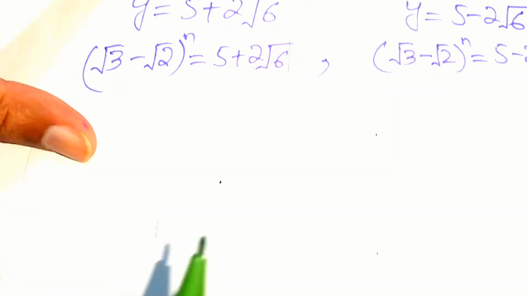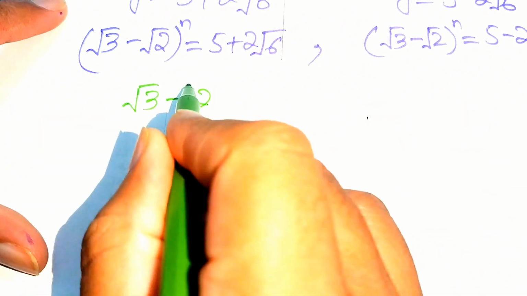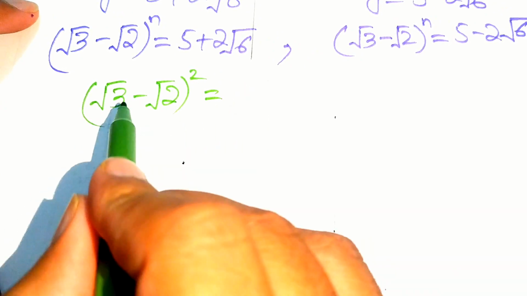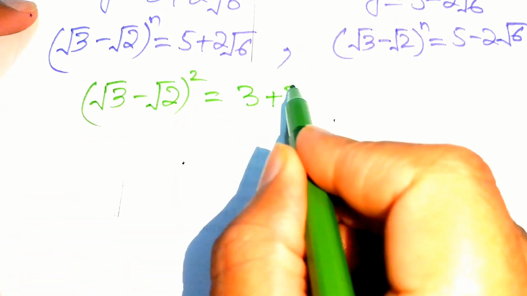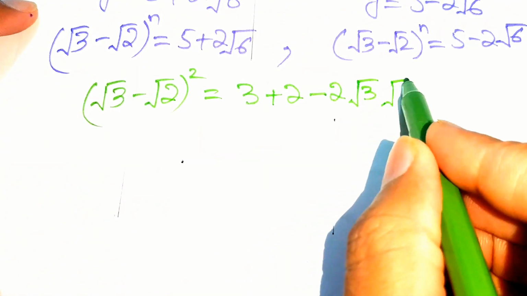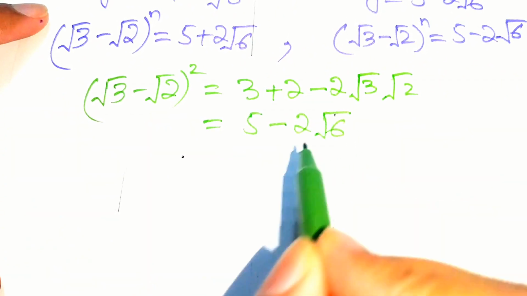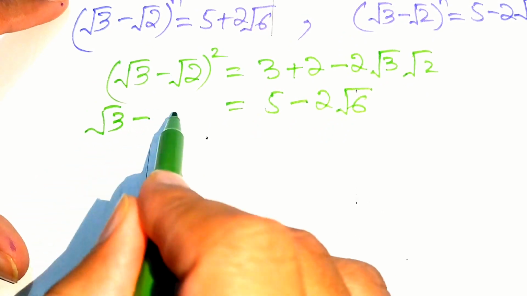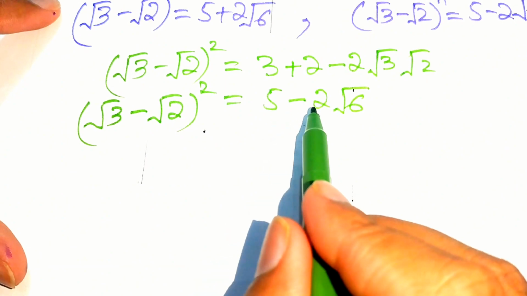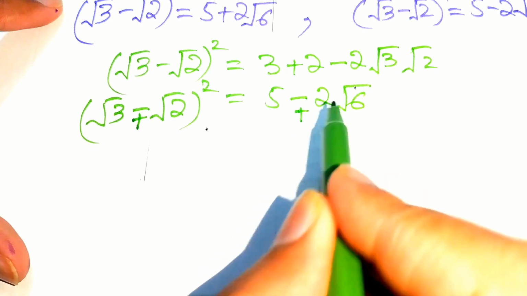Now you see one thing: if we take square root of 3 minus square root of 2 and its whole square, we open the square, and it becomes 3 plus 2 minus 2 times square root of 3 into square root of 2. It means that it will be equal to 5 minus 2 times square root of 6. So square root of 3 minus square root of 2 and its whole square equals 5 minus 2 times square root of 6, and if we take the positive value, it will be equal to 5 plus 2 times square root of 6.